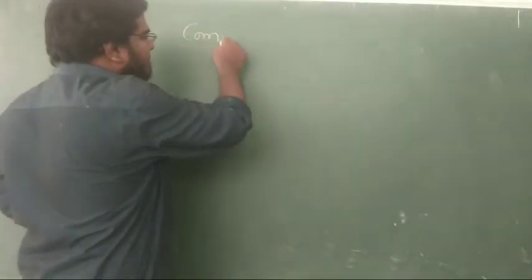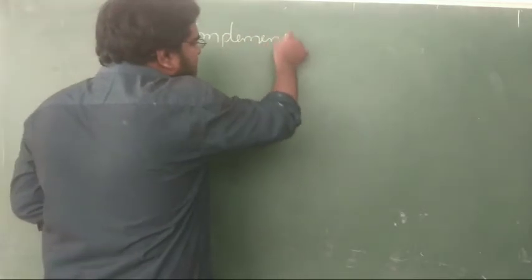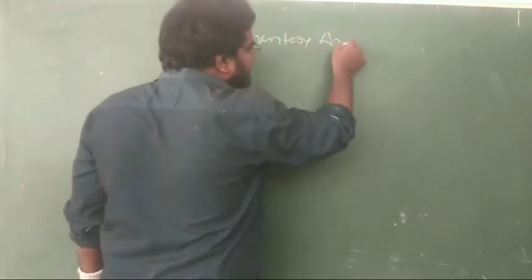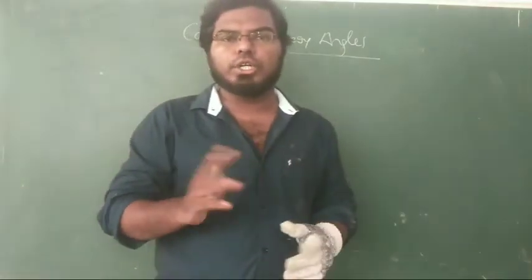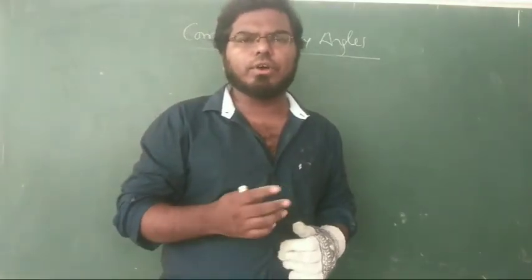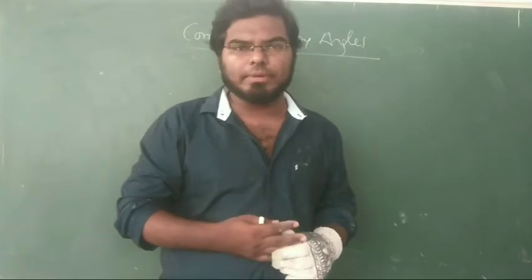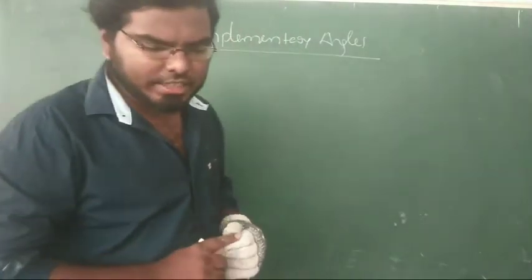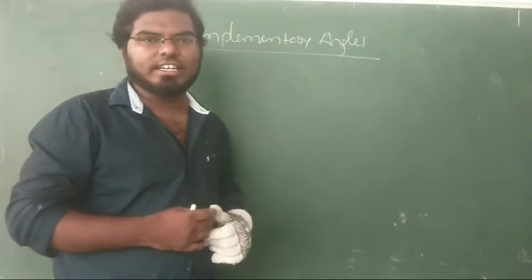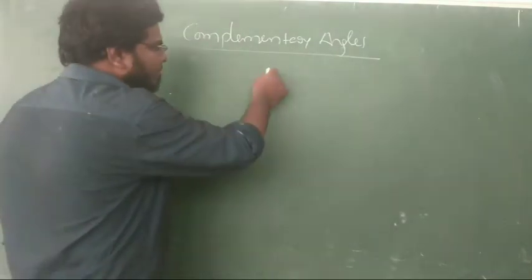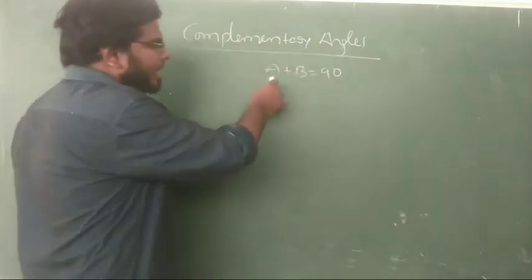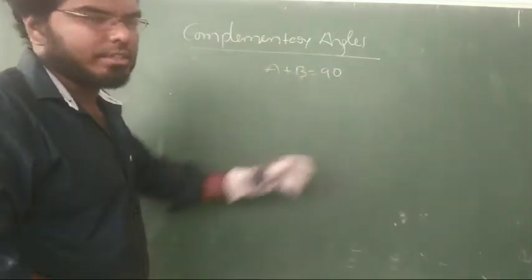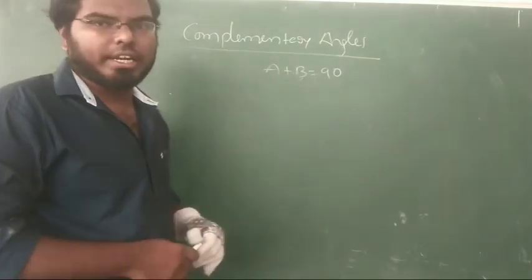Next, the next topic was complementary angles. And what is the meaning of complementary angles? If the sum of two angles is 90 degrees, then we call the two angles complementary angles. Example, I am adding A and B to get 90 degrees. That means A and B are complementary to each other. Right? These two are complementary angles.